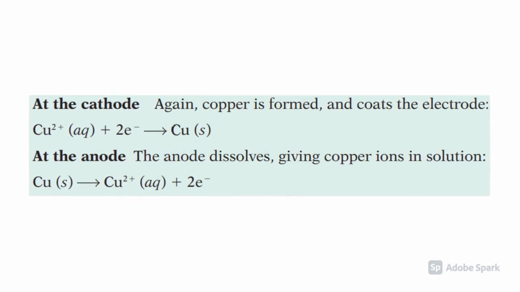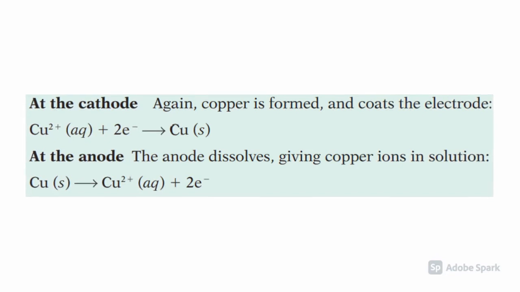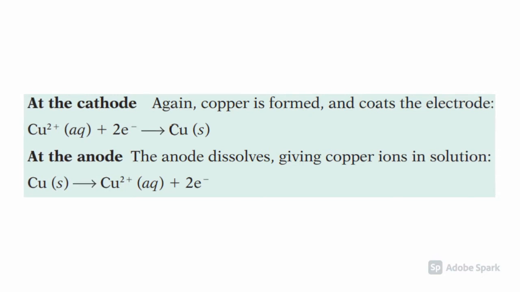So the anode is actually supplying copper ions. These then move towards the cathode to form copper. So copper effectively moves from the anode to the cathode. Because you're constantly supplying copper ions into the solution, the colour does not fade.